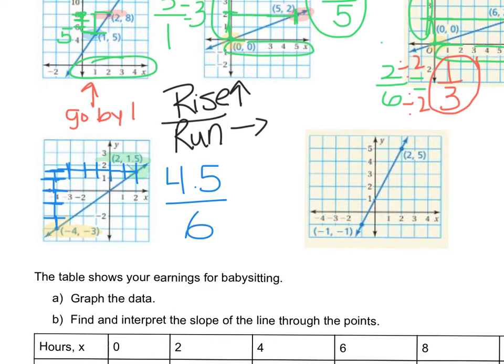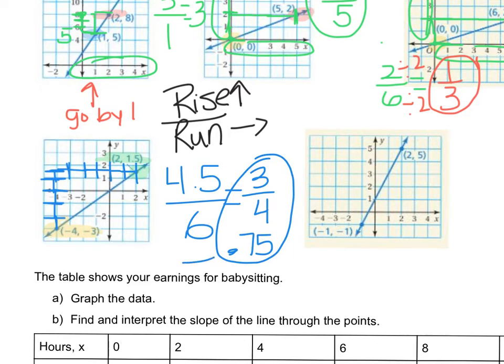Now I would just put that in a calculator. 4.5 divided by 6, you're going to get 3/4, or you can use 0.75. Okay, so for slope, it's just going to depend on what you like, and sometimes I would go with what they used, and here they used a decimal, so you might want to just stick with the decimal. Okay, I'm going to have you try the next one on your own, and then we will see if you got the same answer, okay?